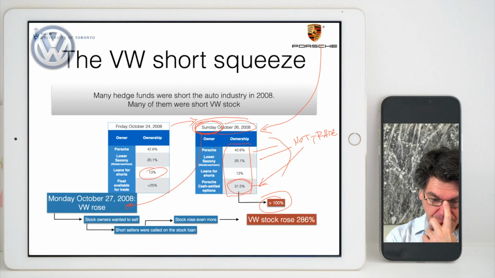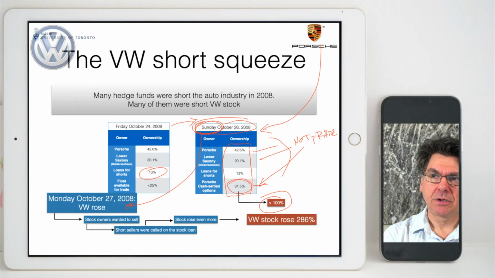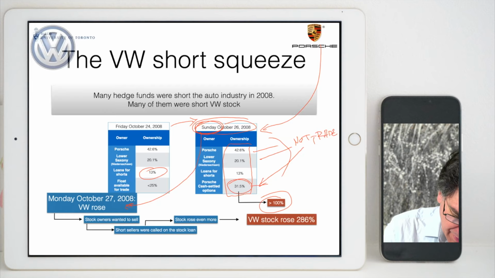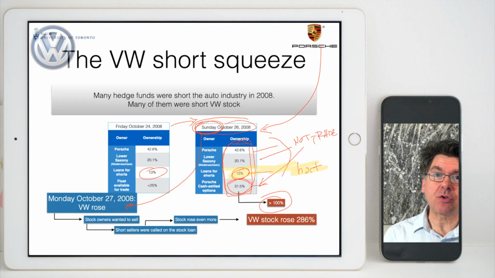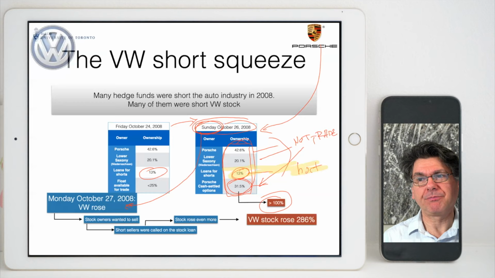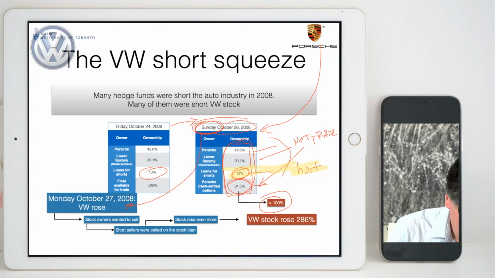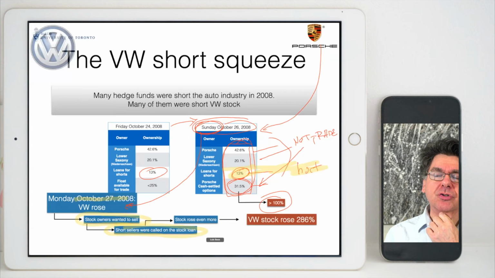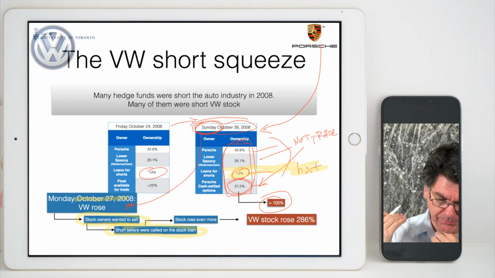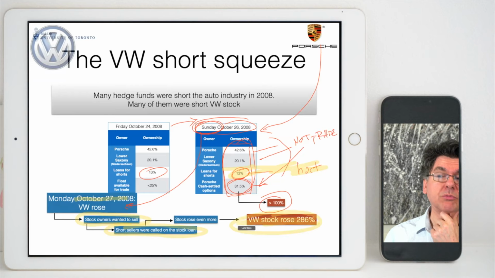Everybody rushed to buy the stock. And there aren't enough stocks. So those people got hurt badly. Okay? Why? Because the price would go up and you cannot wait. You have to buy the stock to return it to the owner because they want to sell it too. Okay? So when the market opened on October 27, Volkswagen rose, and as it goes up, stock owners want to sell. So short sellers were called on the stock loan. They had to buy the stock to return it to the owners on Monday. Okay. And the stock price rose almost 300% in just a few hours.